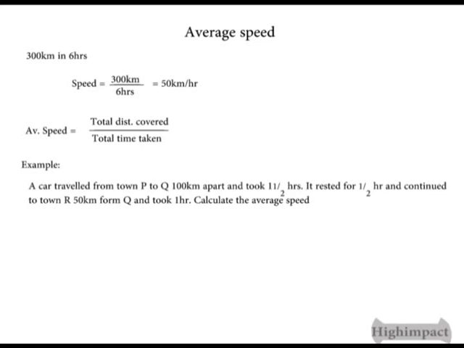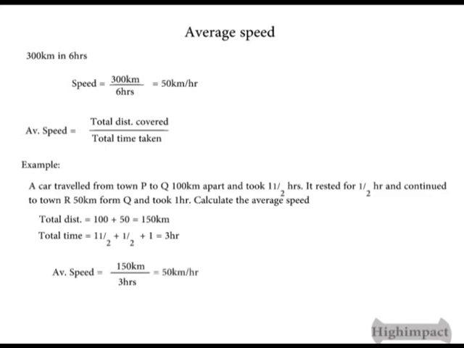In the solution, total distance is 100 kilometers from P to Q plus 50 kilometers from Q to R. That gives us 150 kilometers. Total time taken includes the time of rest. 1.5 hours plus half an hour plus 1 will give us a total of 3 hours. And so average speed is 150 over 3. That gives us 50 kilometers per hour.